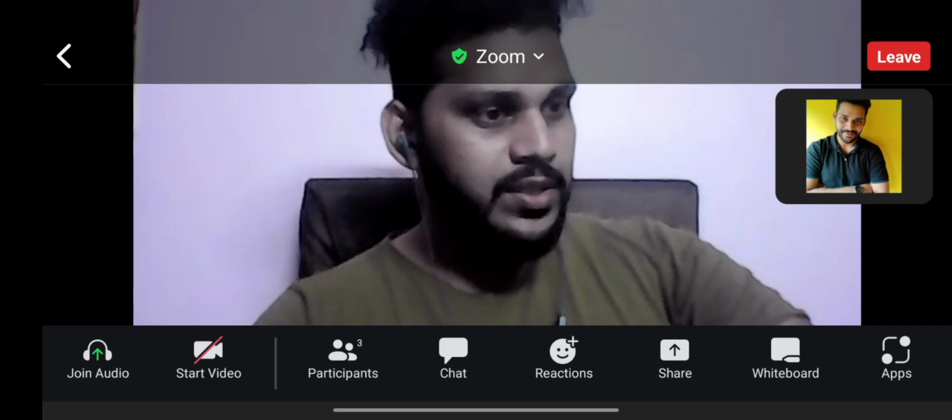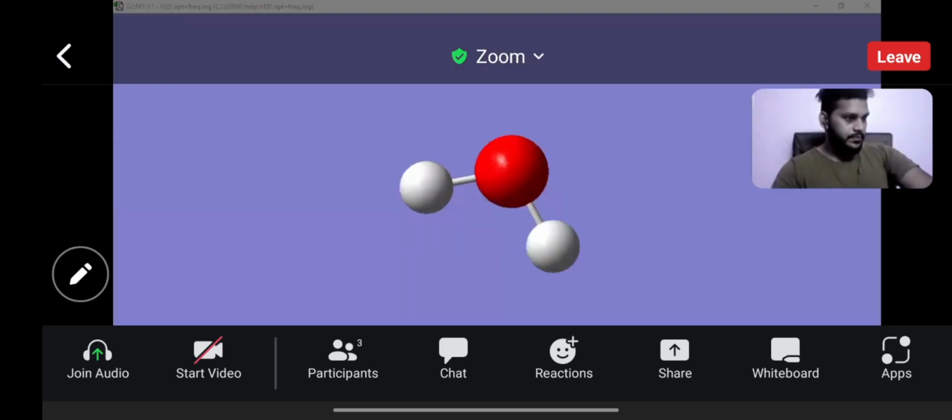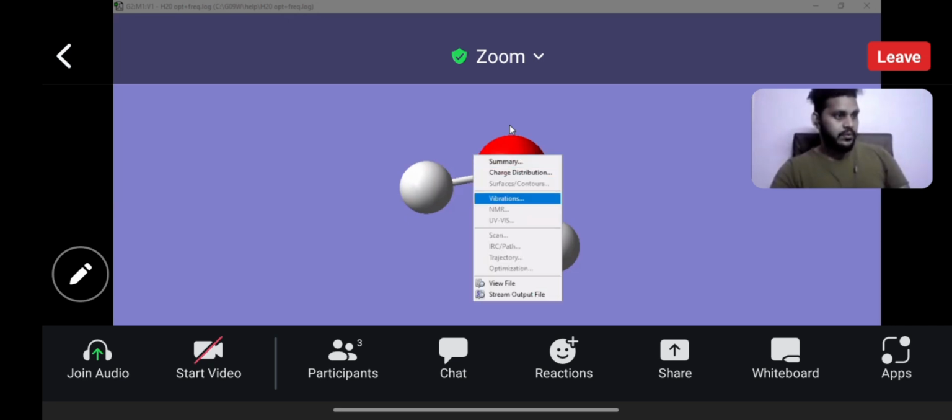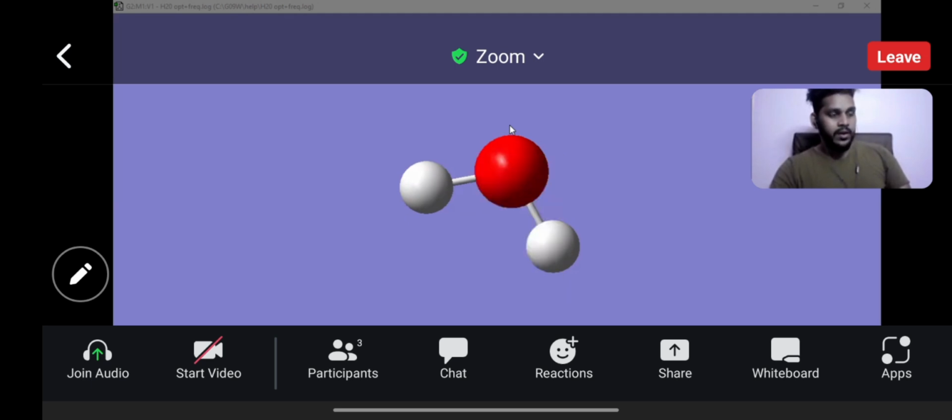If I just share my screen here, you can clearly see I'm showing you the water molecule right now. I have calculated the energy of the water molecule in the lowest possible energy, that is, the minimum of the potential energy well. After I did that, I saw that there are 3 types of vibration that this molecule contains. Vibrations are of 2 types, stretching and bending.